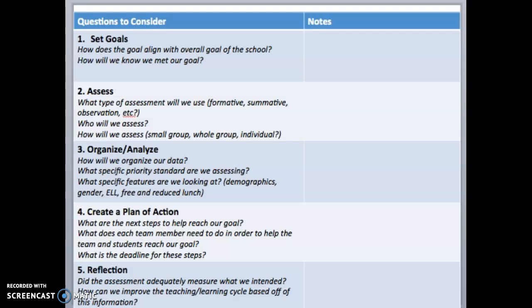And finally, the reflection piece. Did the assessment adequately measure what we intended, and how can we improve the teaching and learning cycle based off of this information? Using this graphic and this graphic organizer could be a great tool to help teachers and staff have focused discussions on data.